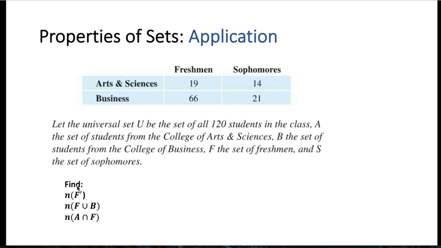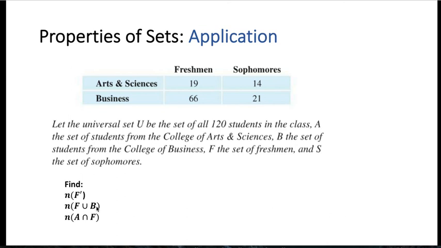F is the set of freshmen, and S is the set of sophomores. So the question is asked, find the number in F complement. So how many students are not freshmen? So what we have to do is take everyone that is not a freshman. So the freshmen are 19 plus 66. So not freshmen is going to be the sophomores, 14 plus 21.